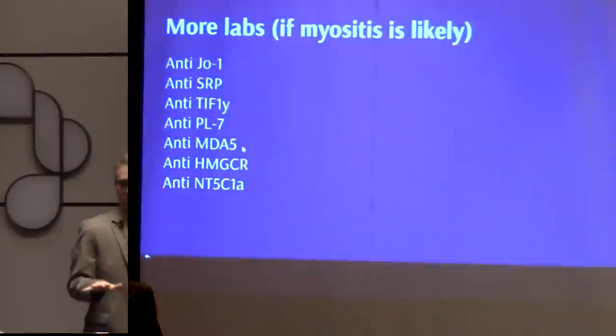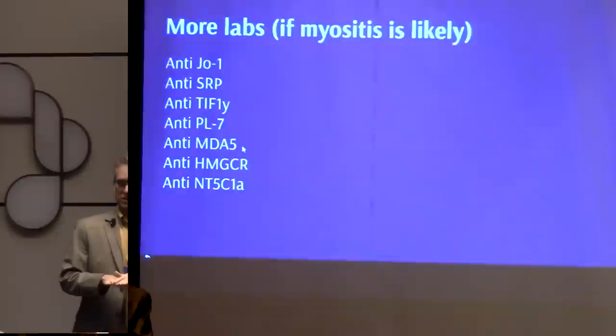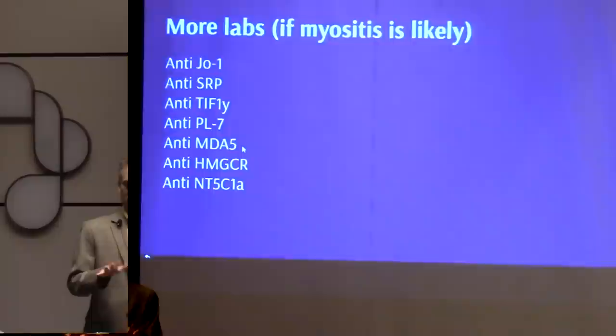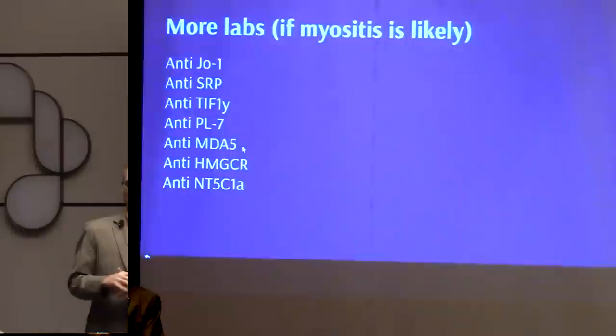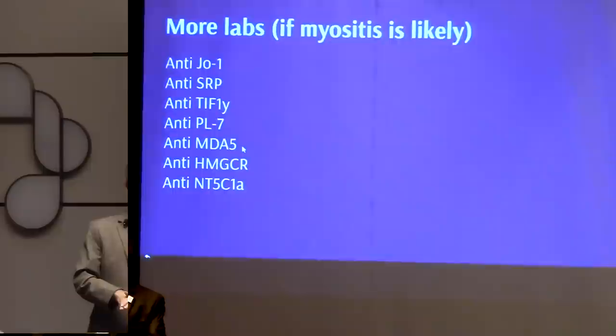If you have MDA5, that is usually going to be a dermatomyositis, which doesn't really affect the muscles. It can affect the muscles, but most of the time it's just a dermatomyositis sine myositis, and it can cause the exact same skin changes that dermatomyositis causes, but it doesn't really cause muscle problems. But people with MDA5 can have amyopathic dermatomyositis, and they can have really severe interstitial lung disease.